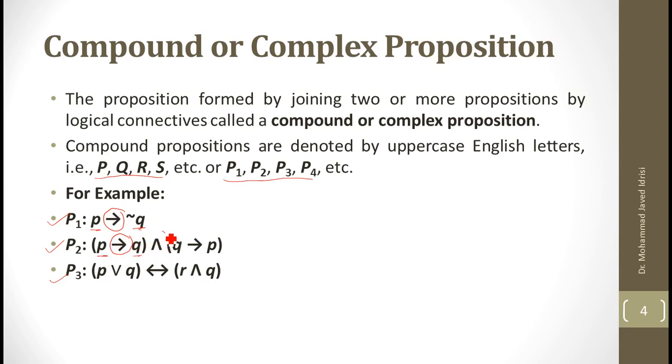connectives, implication and conjunction. While in the third compound proposition, we have three propositions P, Q, R. They are joined with the disjunction logical connective, by implication and conjunction. So these type of propositions are called compound proposition.